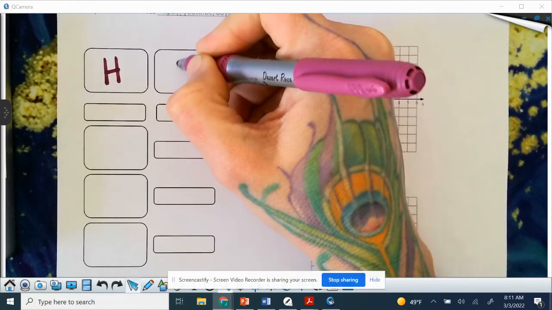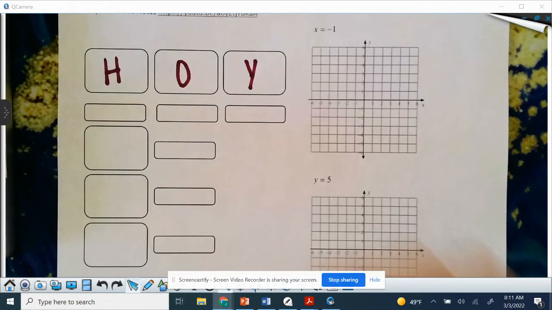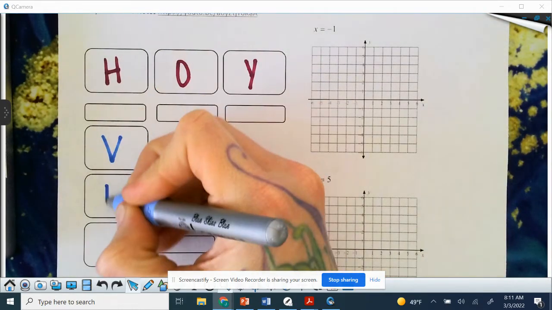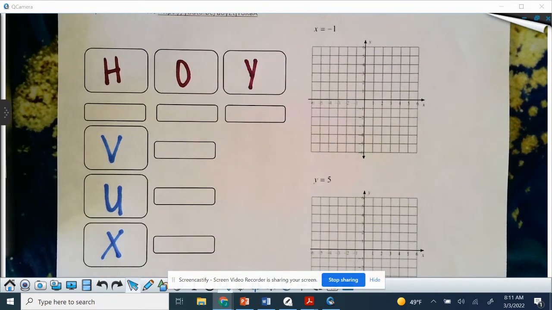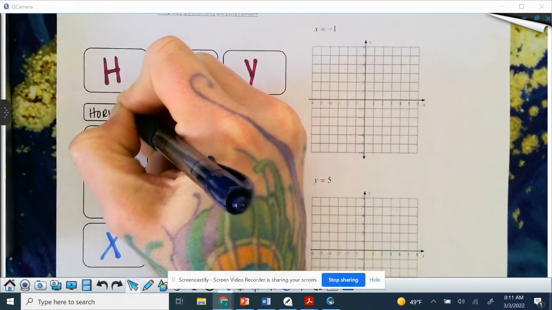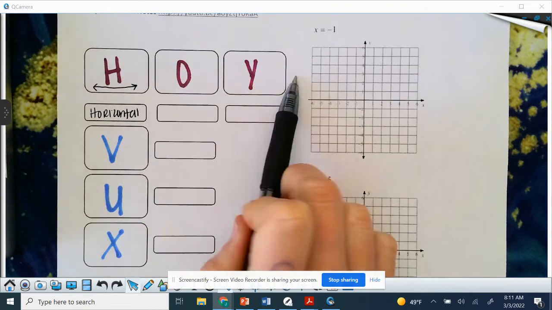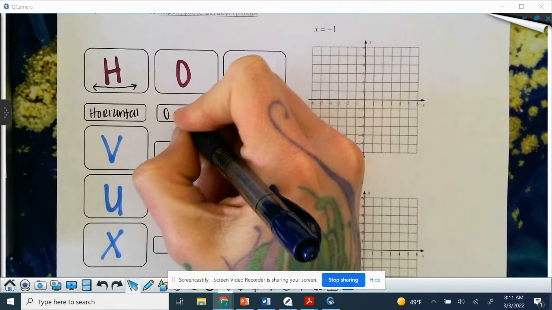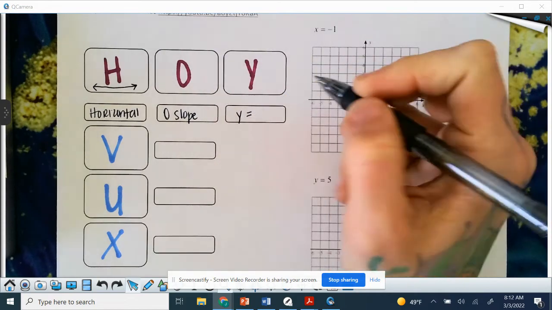So H-O-Y, and then VUX is going to be V-U-X. And this is an acronym to help you, which means those letters stand for something. But if you remember HOY, that means H stands for horizontal. So we know that's a horizontal line. And horizontal line means it's going from left to right, which is why we wrote it this way. It's going to have a zero slope. And it's going to be a y equals equation. So y equals a number.